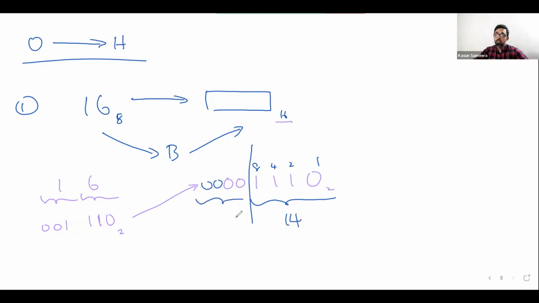This one answer is 0. If you want, you can just skip that part. 14 is what, kids? E. Answer is 0E base 16 or just E.